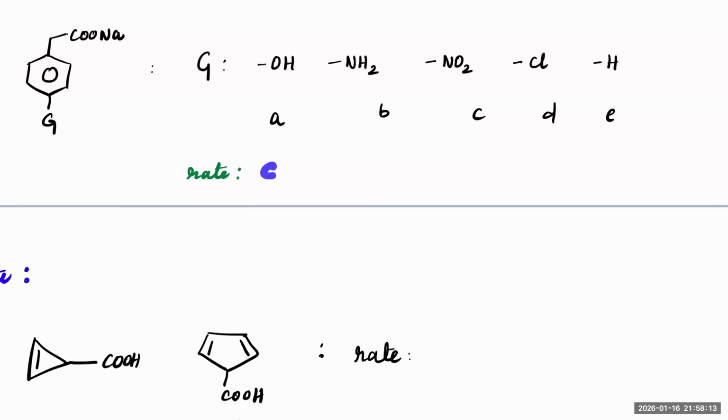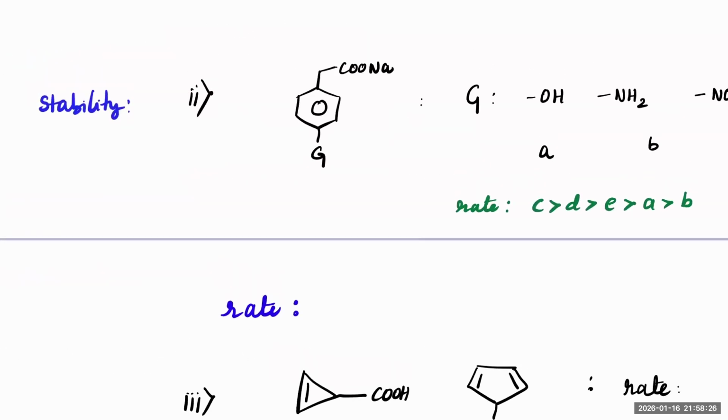So in that case, NO2 is strongly withdrawing, then chlorine is withdrawing, then nothing, no effect, is on hydrogen, then A is donating, B is highly donating. So this will be the rate of reaction. So the more electron withdrawing groups there are, the carbanion stability increases. The more electron donating groups there are, the carbanion stability decreases.